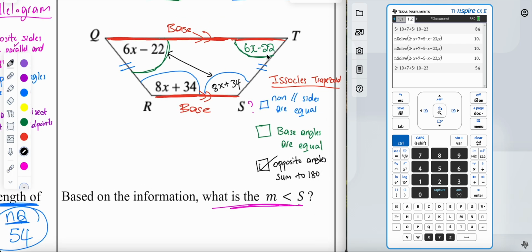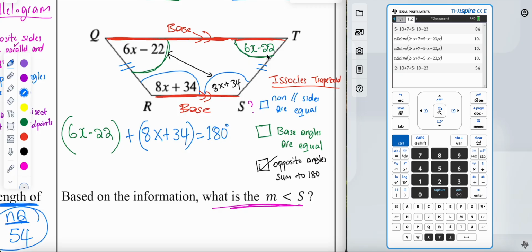So we're going to have 6x minus 22, which is Q, plus S, which we know is 8x plus 34. When you add those two together, they should sum to 180 degrees.